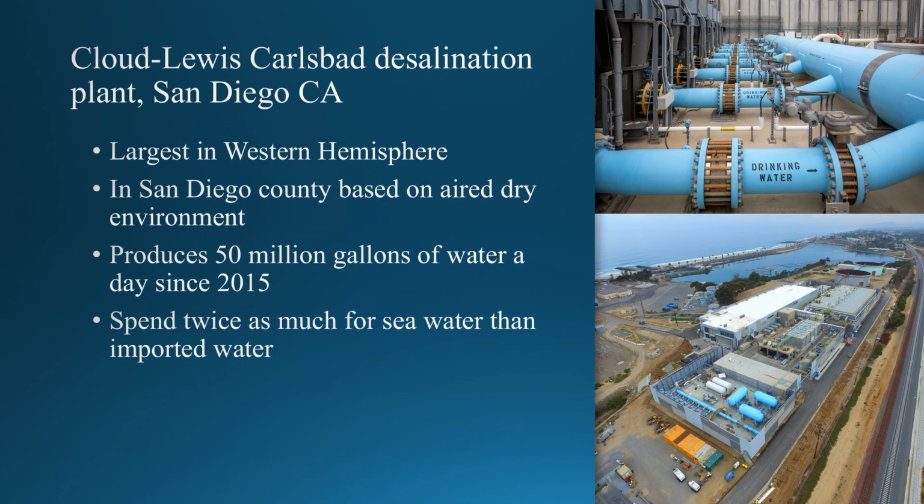Overall, it produces 50 million gallons of water a day since 2015. 2015 is when it was built and when it started operation. It costs twice as much to desalinate seawater as to buy imported water, and that's a very big concern with desalination. Right now, it's cheaper to just purchase imported water than to make desalinated water.